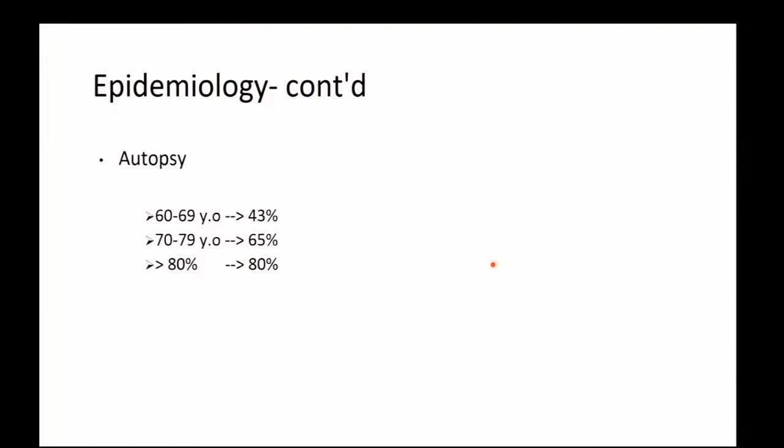From the age of 60 to 69, 43% of the autopsies had ICAD. As you get older, the burden will increase: from 70 to 79, 65% of the patients, and older than 80, more than 80% of the patients actually had a degree of ICAD, and that's very similar actually to atrial fibrillation.